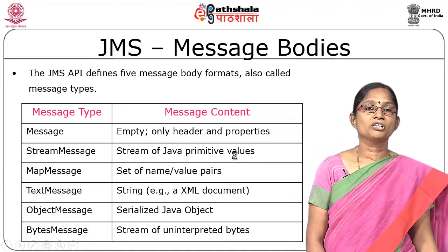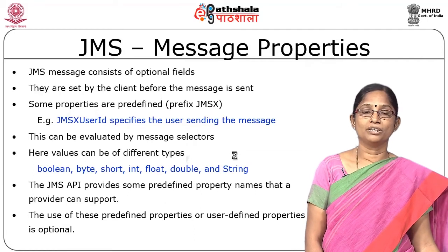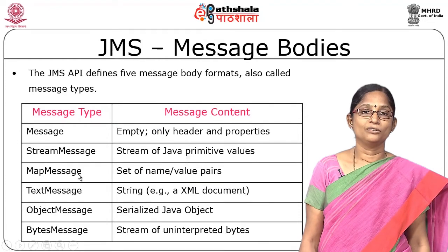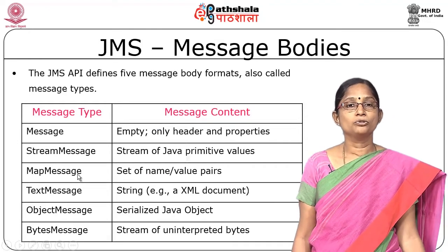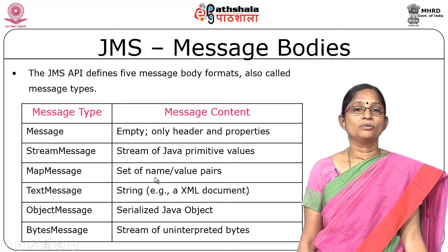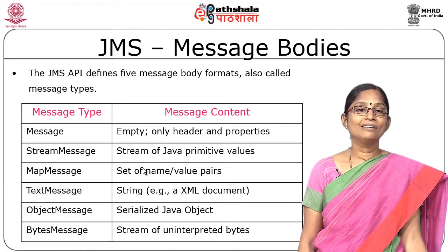What do you mean by primitive values? The primitive values are of type boolean, byte, short, int, float, double. So, any values which belong to this type can be called primitive values. Then map message: if you go through map message, apart from the header and properties, it is going to have a set of name value pairs also. Like a map, it is going to have the content as a set of key value pairs.